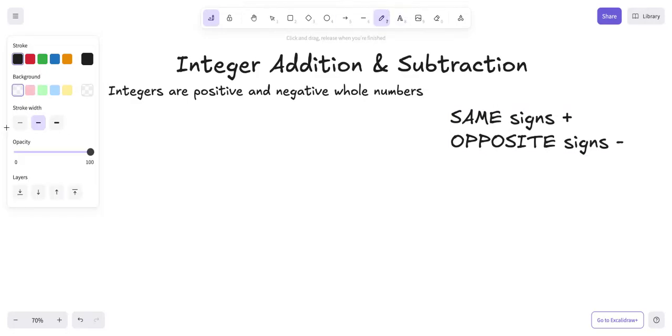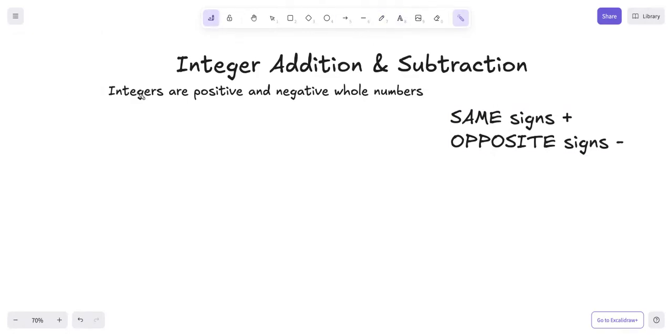This video goes over integer addition and subtraction. First off, integers are positive and negative whole numbers, so there's no decimals, no fractions. Usually when people say integers, they're actually talking about negative numbers, or else they would just say whole numbers, right? So when you're dealing with integers, there's going to be negative numbers, usually.